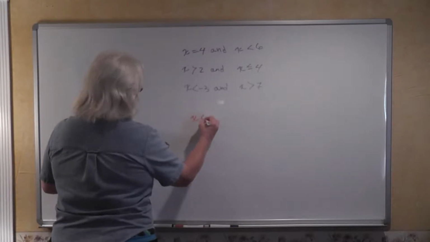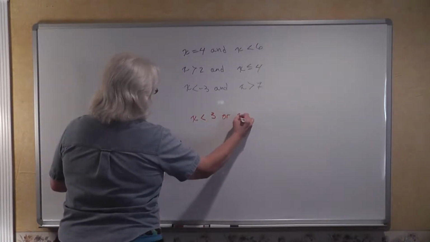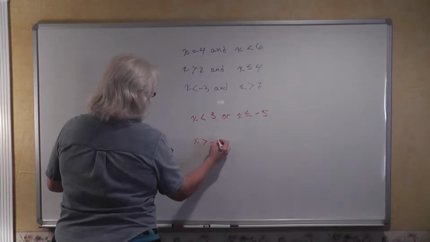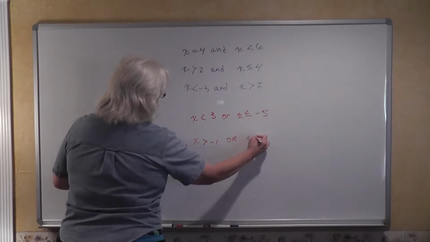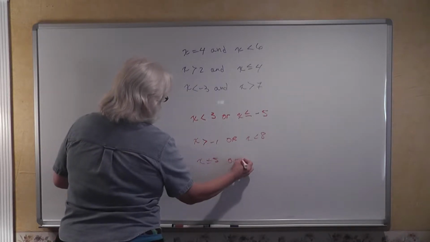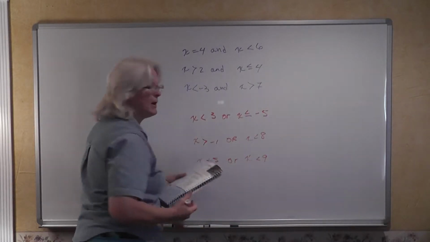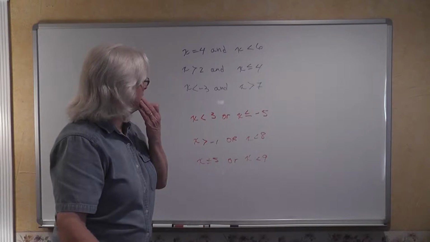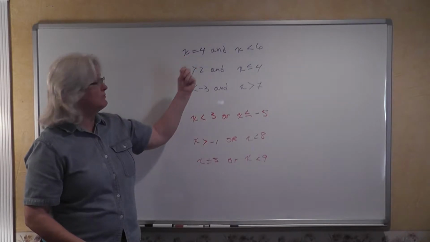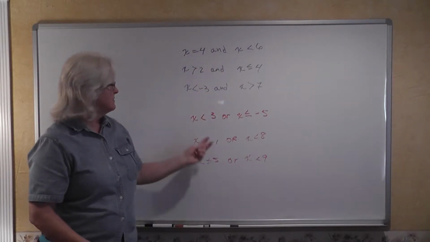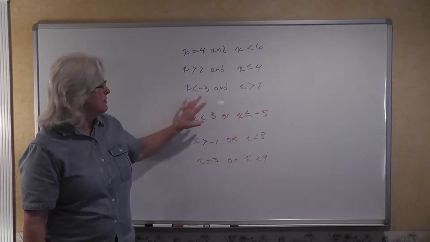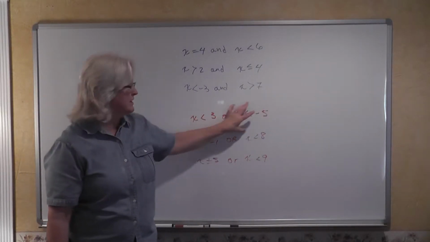They have x less than 3 or x less than or equal to -5. X greater than -1 or x less than 8. We have x not equal to 5 or x less than 9. Now both of these are compound mathematical sentences, which means that we have two different things going on. We have x is equal to 4, x is less than 6, x is less than 3, x is less than or equal to -5. And they're going on in the same sentence, two different things happening.